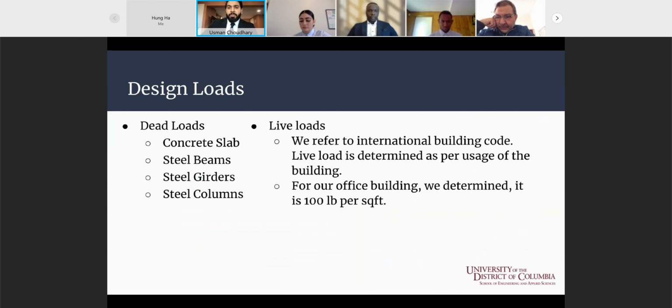In designing, there are different types of loads to consider: dead loads, live loads, rain load, wind load, and snow load. Dead load is basically the weight of the structural members, such as steel beams, steel girders, steel columns, and the weight of the slab. For the live loads, we have to refer to the International Building Code. Live load is determined as per usage of the building. Rain loads, wind loads, and snow loads were also determined.